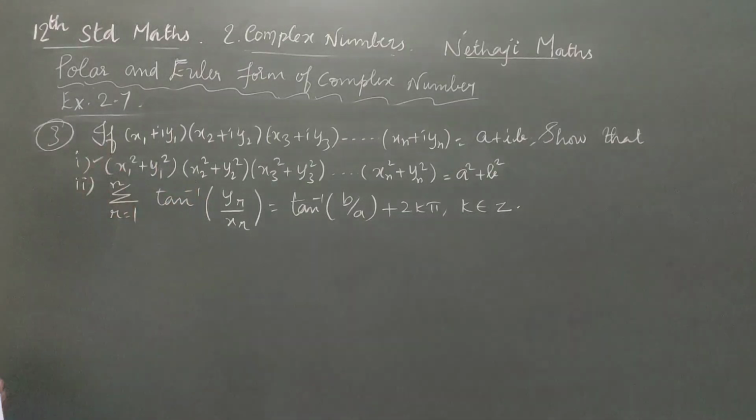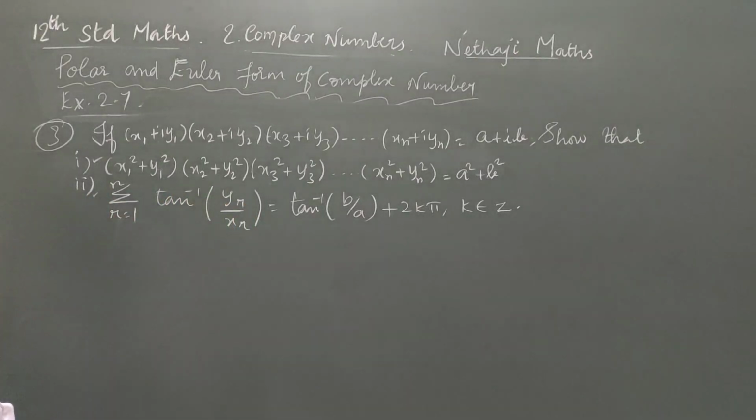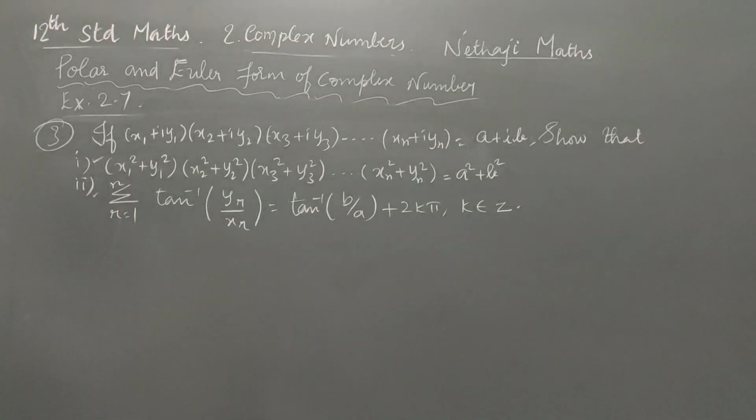So to find the first answer you have to take the modulus. To find the second answer, tan inverse of y by x, that is an argument. We have to take the argument for the second sum. So let us see how to do the first sum.